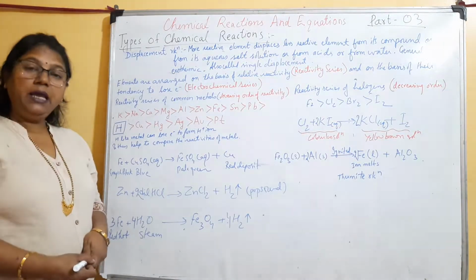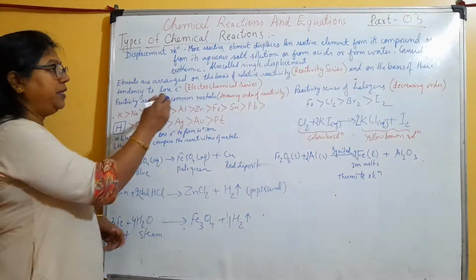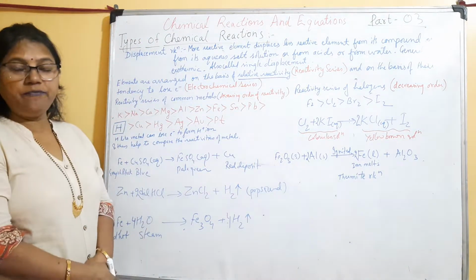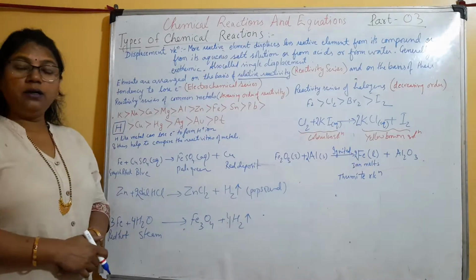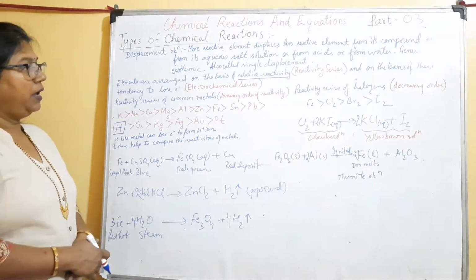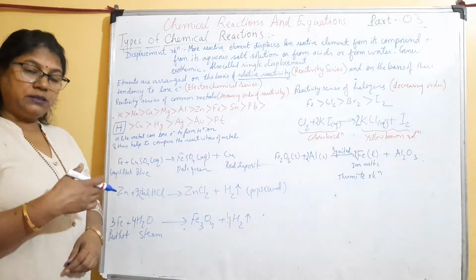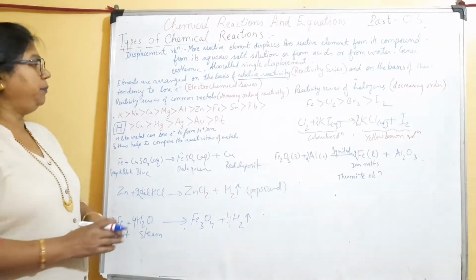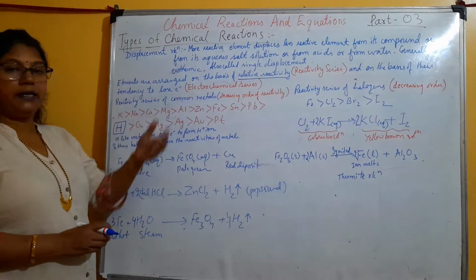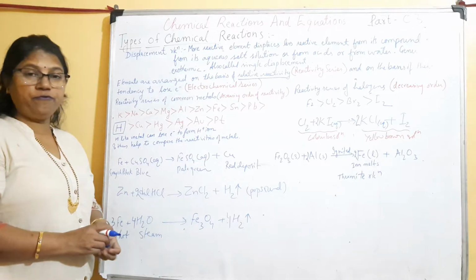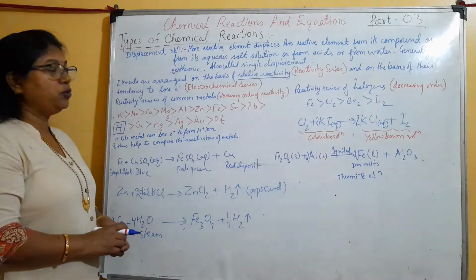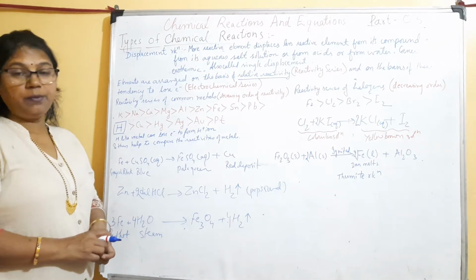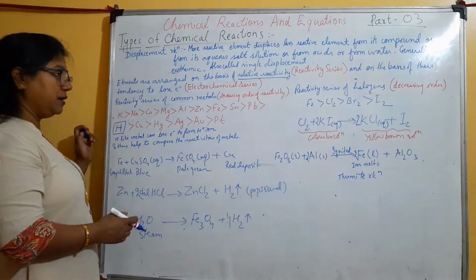Now students, elements are arranged on the basis of relative reactivity and the series derived from it is called the reactivity series. On the other hand, elements can also be arranged on the basis of their tendency to lose electrons, and the series derived from it is called the electrochemical series. Students, you will learn about the electrochemical series in your higher class.